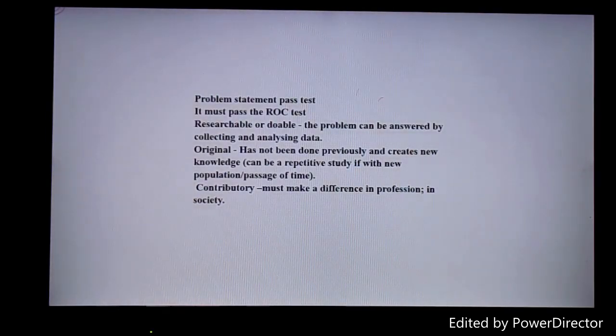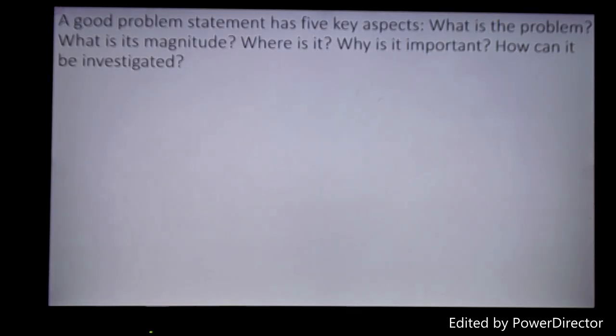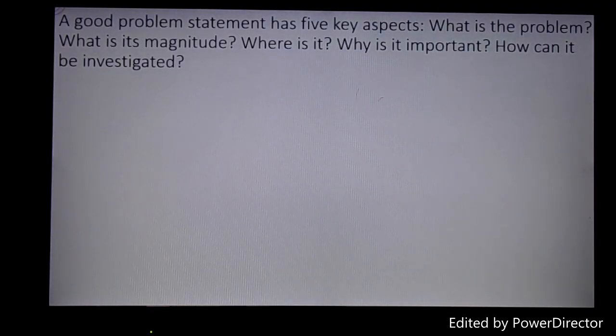And the C in our test of ROC is contributory. Your statement, your research must make a difference in your profession, in society. It must make a contribution. Now, a good problem statement has 5 key aspects, which is, what is the problem? What is its magnitude? Where is it? Why is it important? And how can it be investigated?